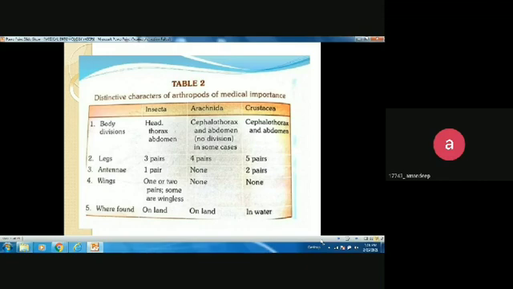On the basis of antenna, Insecta contain 1 pair, Arachnida contain none, and Crustacea consist of 2 pairs of antennae. On the basis of wings, Insecta consist of 1 or 2 pairs, some are wingless. Arachnida have no wings, and Crustacea also don't have any wings. Now, where found? Insecta and Arachnida are found on land, whereas Crustacea is found in water.